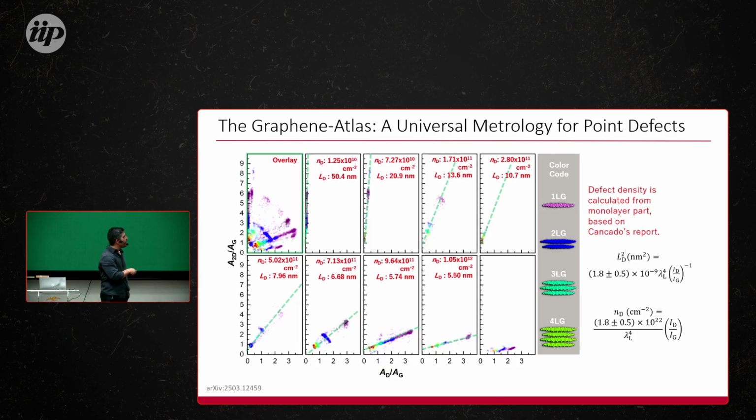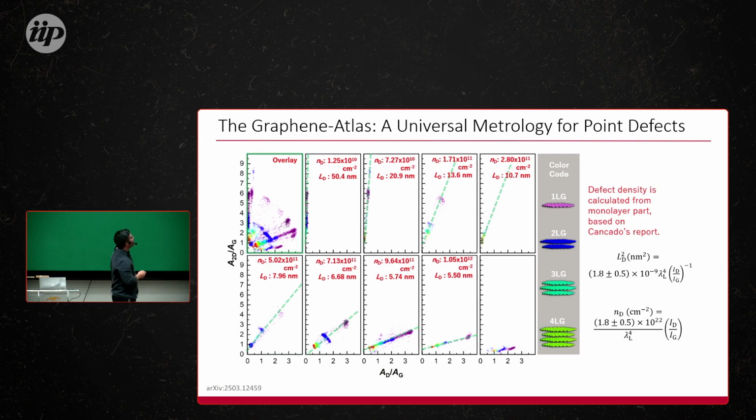So we have a kind of universal metrology for point defects in graphene, and this has never been done before. Just so, before you ask, is this true? Yeah, it is. Here are the 10,000 spectra data points that we actually took to analyze this. It's 10,000 data points. So yeah, we are sure.